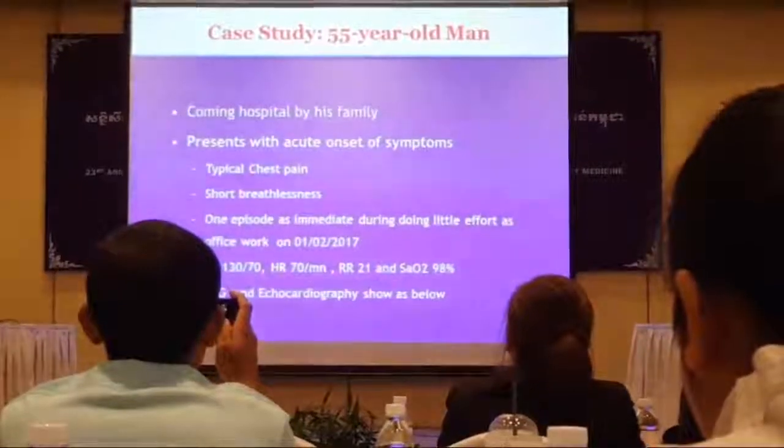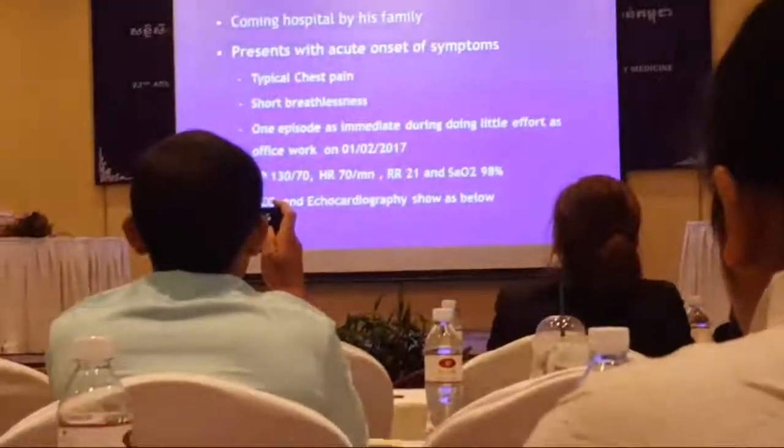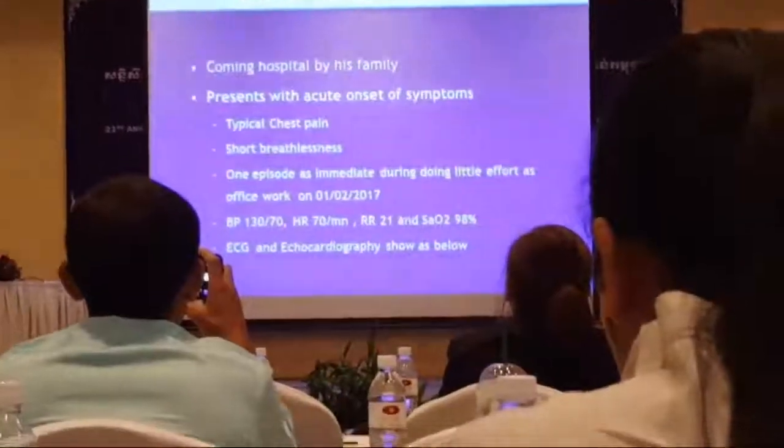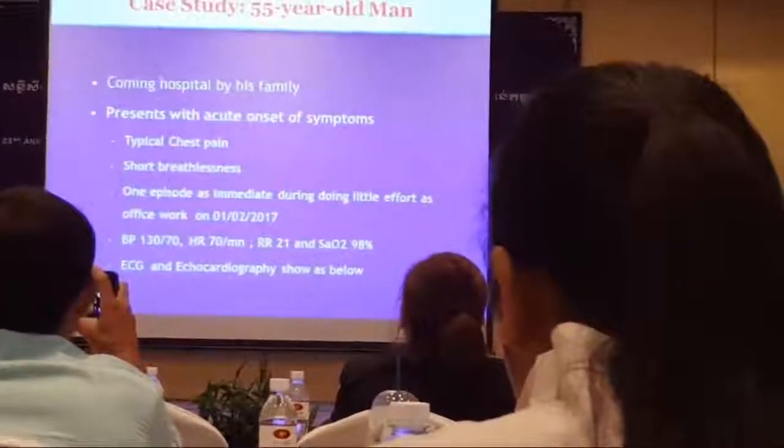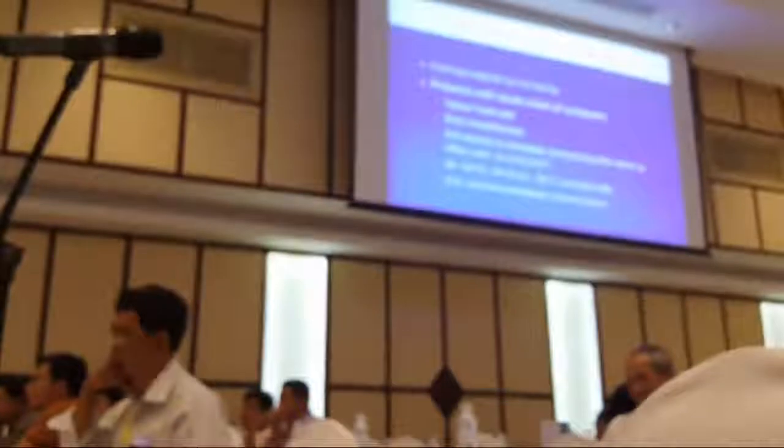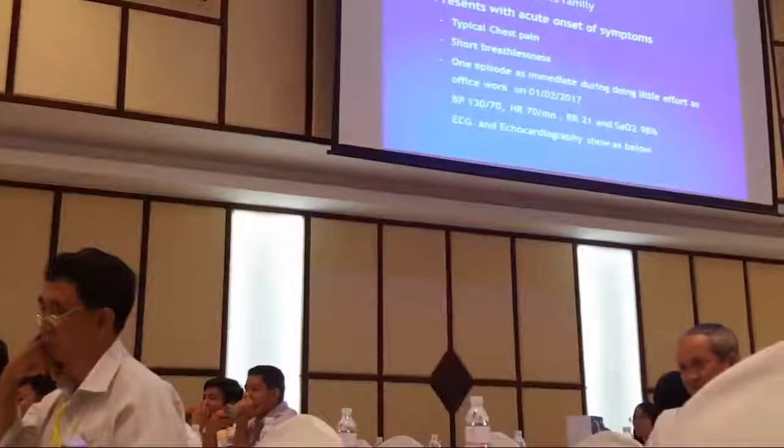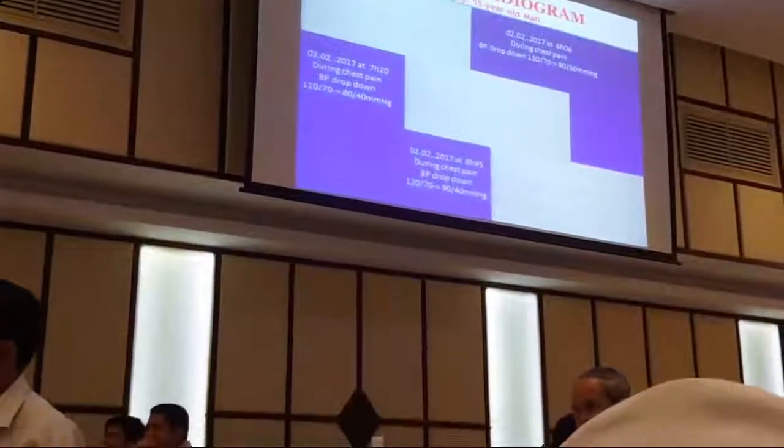As I remember, on that day I was on call too. He came in the early morning at 6 o'clock with typical chest pain, restless, and he also mentioned that he had chest pain 1 day before coming when he was just doing a little office work at his workplace. Blood pressure on arrival was 130 over 70, heart rate 70, respiratory rate 21, and oxygen 98. On the ECG and echocardiography, I will show you.